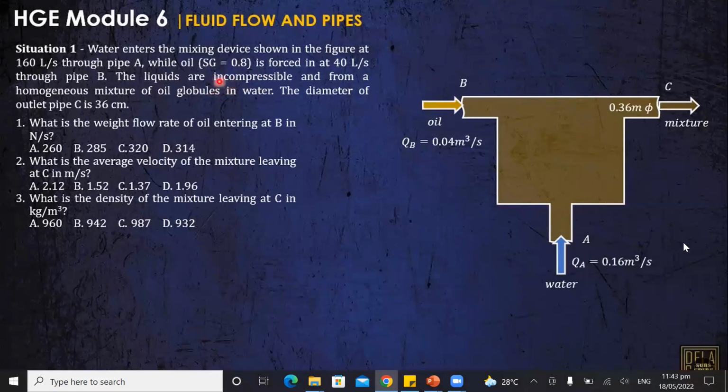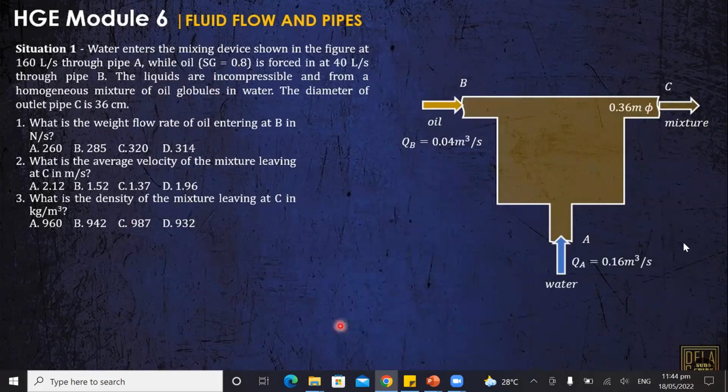The liquids are incompressible and form a homogeneous mixture of oil globules in water. The diameter of the outlet pipe C is 36 centimeters. So here, what is the weight flow rate of oil entering at B in newtons per second? The average velocity of the mixture leaving at C. The density of the mixture leaving at C in kilograms per cubic meter.